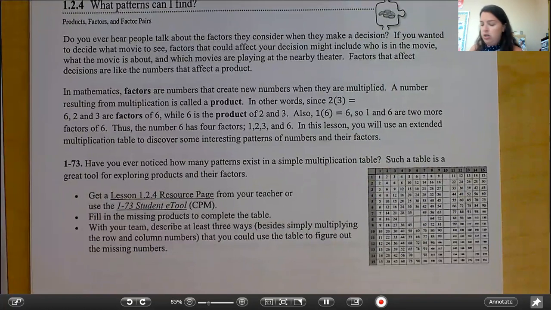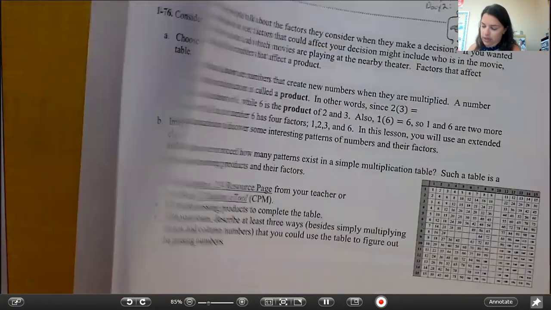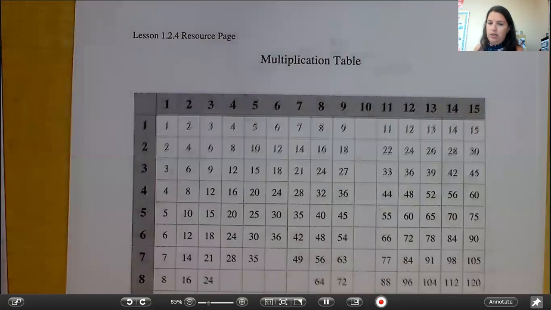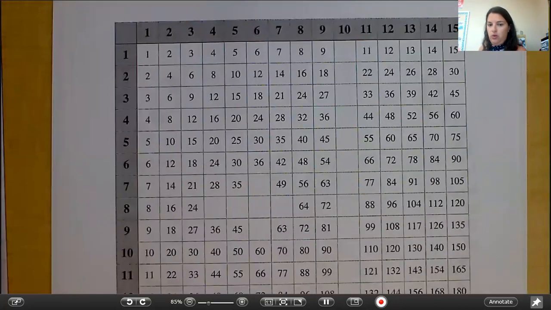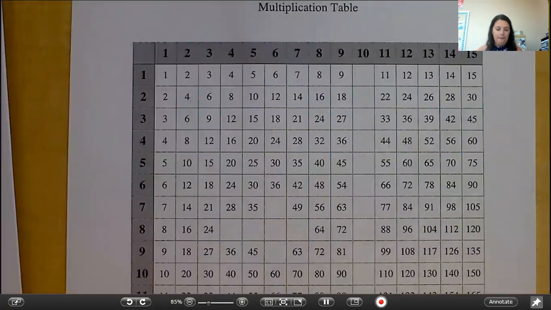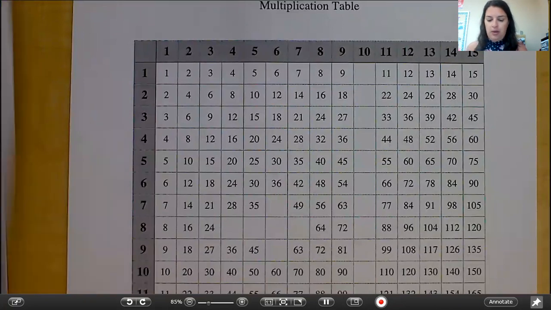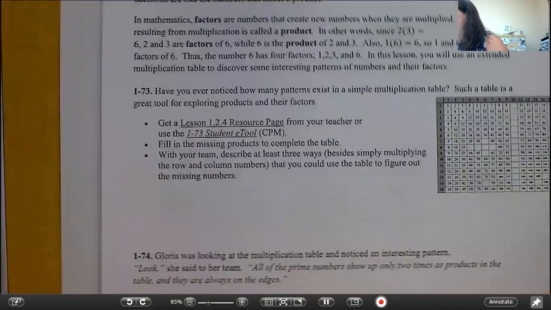So on your resource page, which is, I just have to find it, hang on a second, right here, lesson 124, you want to work through problem 173. So go ahead and pause the video and do that. Okay, if you're back with me, you filled out your table and you have found some ways to find the missing numbers.